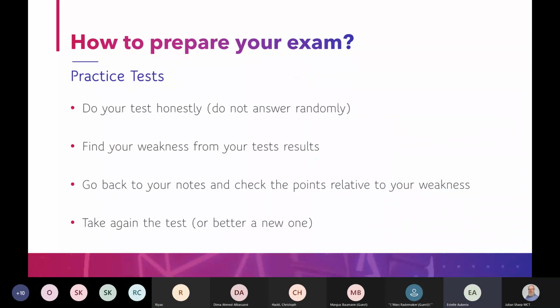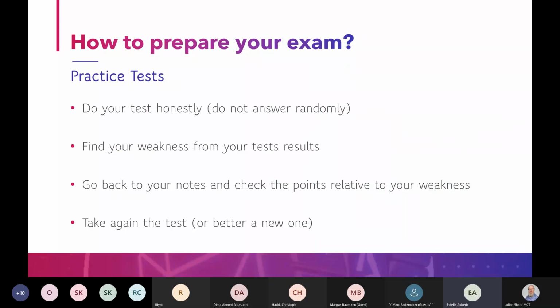That's why the practice test is important, as I told you quickly at the beginning. Do your test honestly. You are alone when you do your practice test, so don't be afraid to fail. It's when you do a practice test that you have to fail. If you fail during the practice test, you will eliminate the chances to fail during the exam.